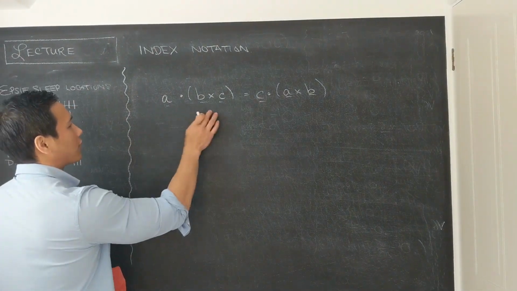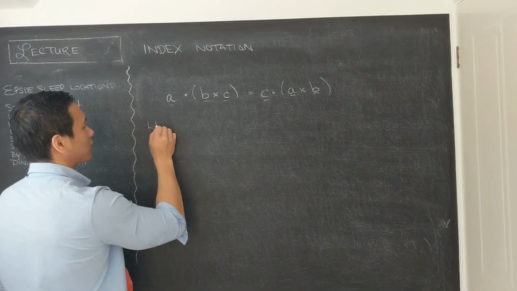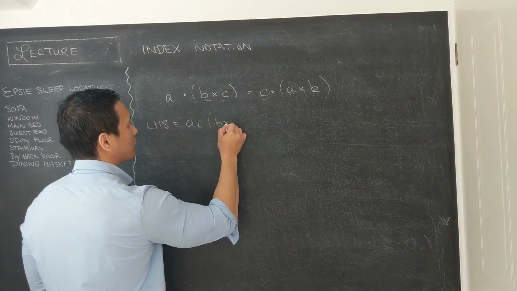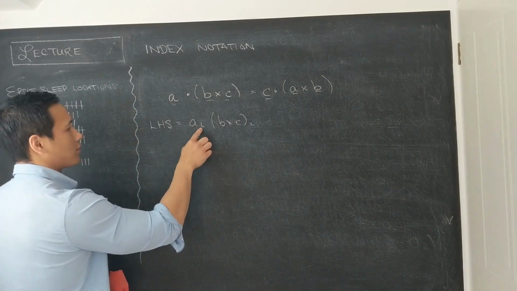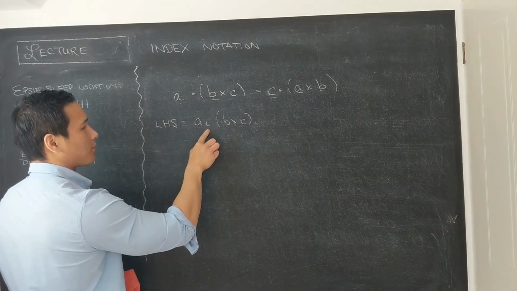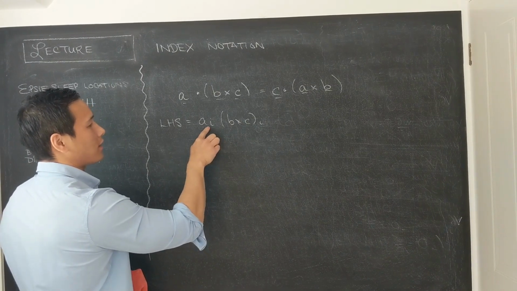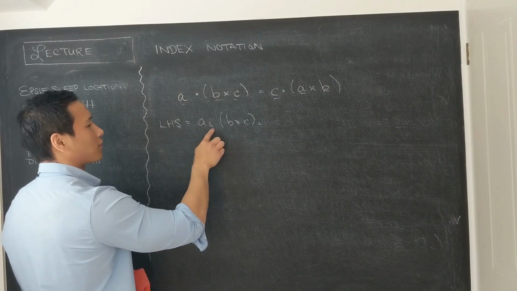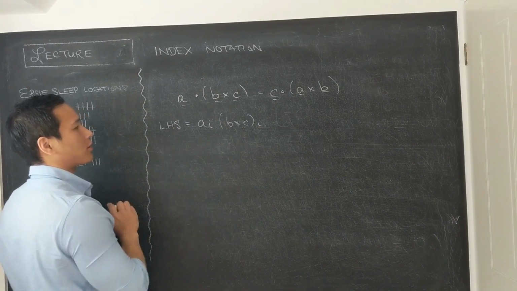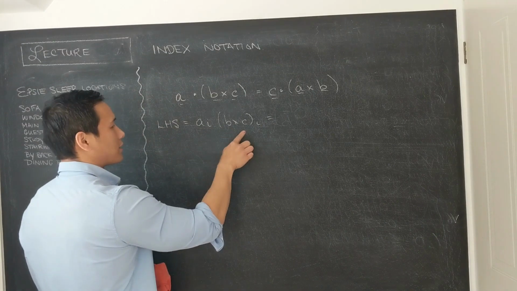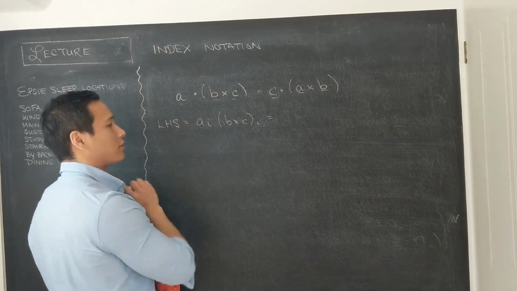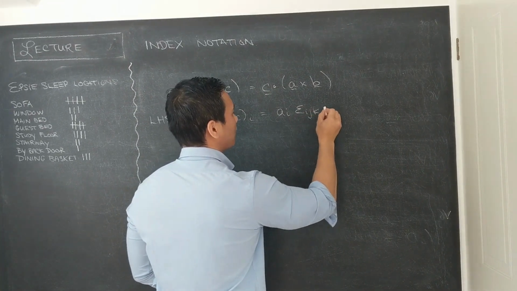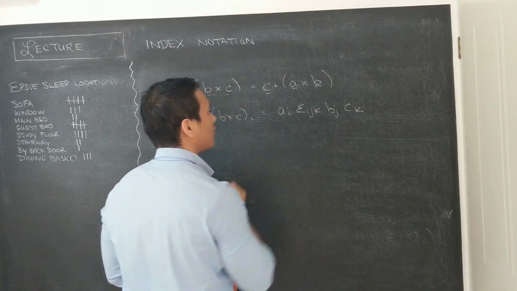Okay, so how do I prove this? Well, you first work with the left-hand side. I write the left-hand side as A_i, (B cross C)_i, and again you see the repeated index i, which means this is A_1 (B cross C)_1, plus A_2 (B cross C)_2, plus A_3 (B cross C)_3, which is the dot product. Then you write the definition of the cross product in terms of that funny notation, the epsilon ijk. This is A_i epsilon_ijk b_j c_k.